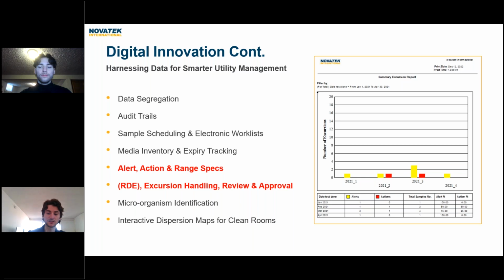Digital solution addresses this requirement with the 3 levels available: range, specification, and trending features, as well as rapid data entry, so RDE, excursion handling, and the review and approval. Samples create a large volume of data.